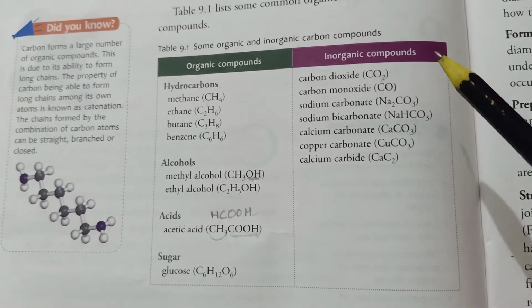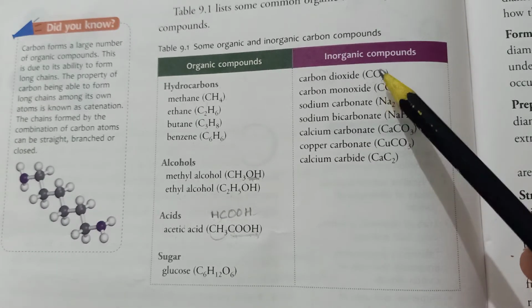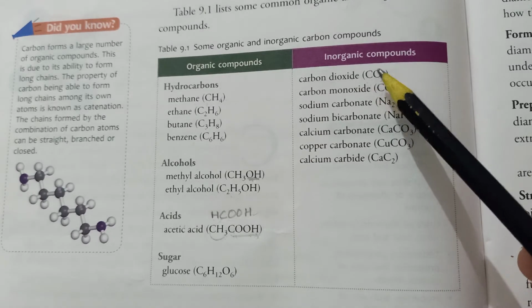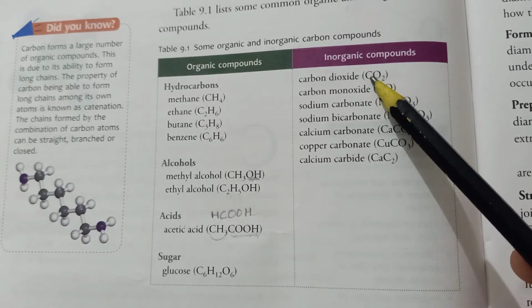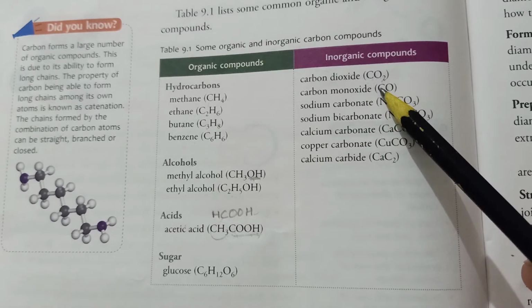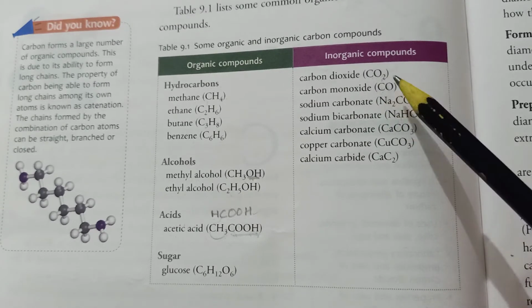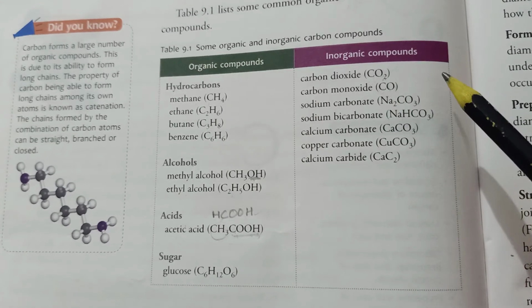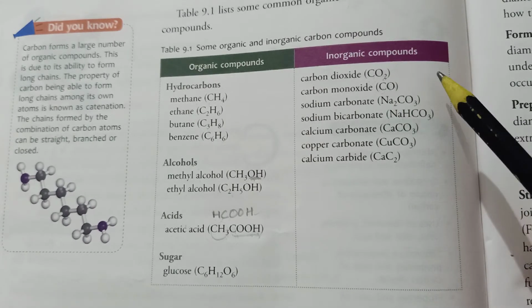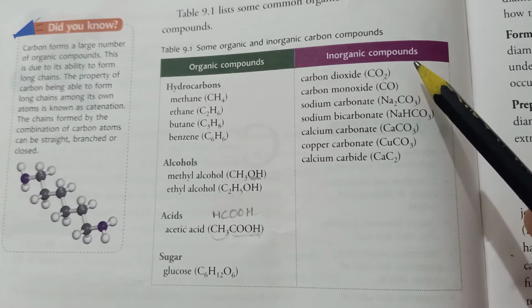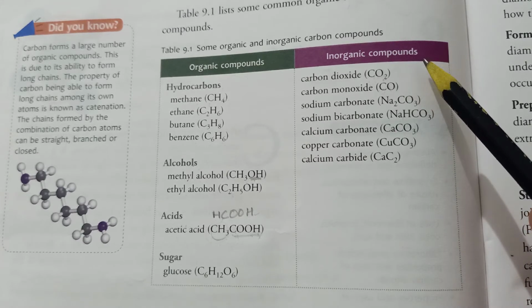Okay, the only exceptions are carbon dioxide. Although this has carbon and oxygen only, both are non-metals, it is an inorganic compound. Carbon monoxide is also an inorganic compound. Okay, they are not organic compounds. Carbon dioxide and carbon monoxide are not organic compounds, they are inorganic. Now inorganic compounds are mostly formed by metals and non-metals.